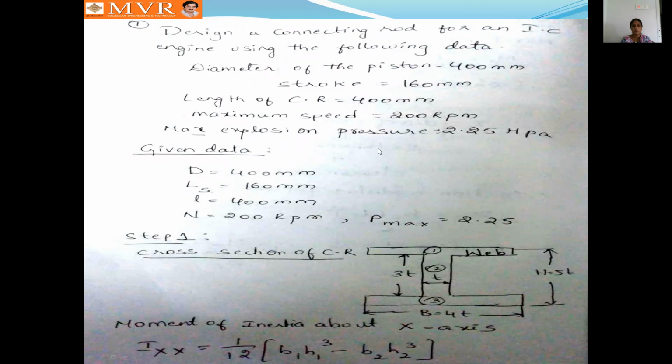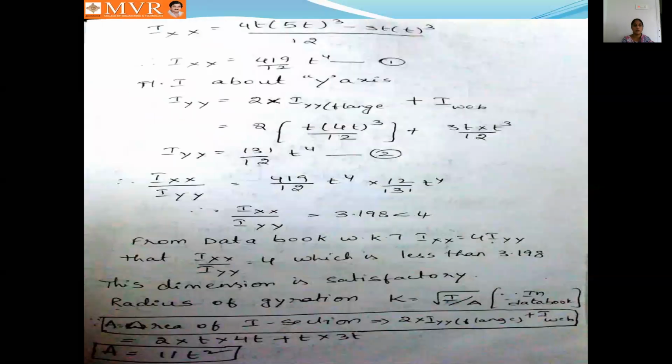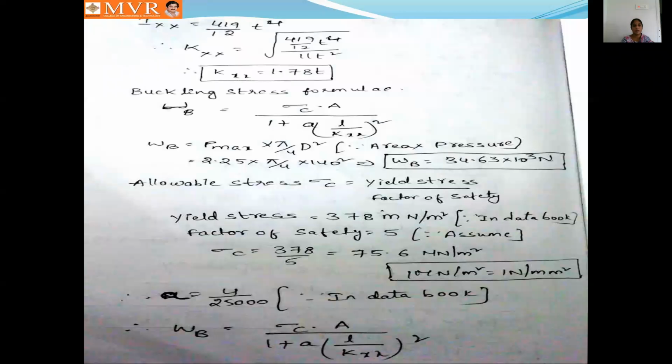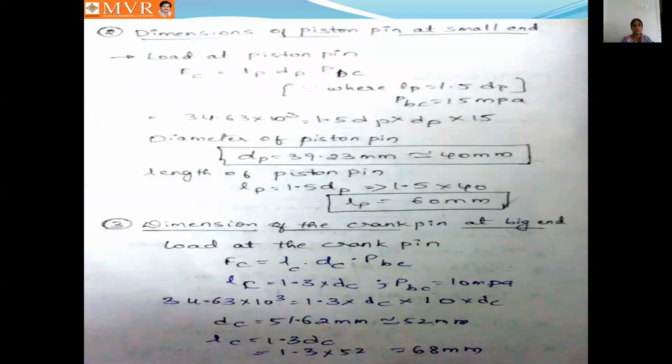First, we discussed the cross section of the connecting rod. Next, we discussed the moment of inertia in the X direction and Y direction. After that, we discussed the dimensions of the piston pin at the small end. Let us recollect that the connecting rod in IC engines is attached to the piston pin at the small end and also to the crank pin at the big end.